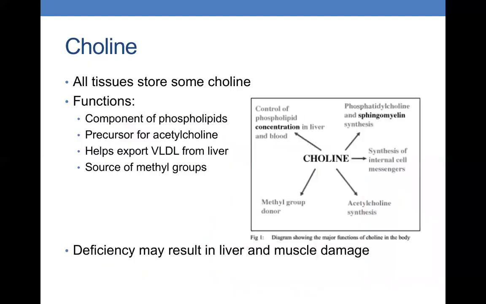Choline is important in phospholipids. Remember, phospholipids make up the structure of cell membranes. It is a precursor for acetylcholine. Acetylcholine is a neurotransmitter that plays an important role in muscle control, learning, memory, and attention. And it is a source of methyl groups, which are CH3 groups.